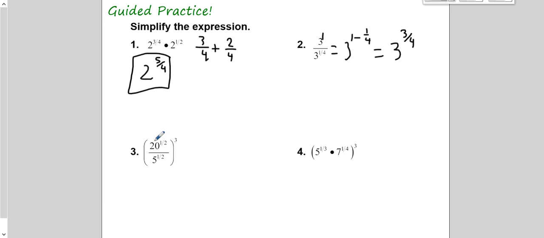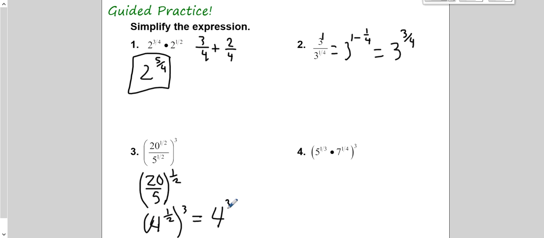Next one. Notice these both have the same exponent. So we can remove it from them and put parentheses. That helps us because we can do 20 divided by 5 is 4. And then we have 4 to the 1/2 and a 3 out here. So that's 4 to the 3/2 power.